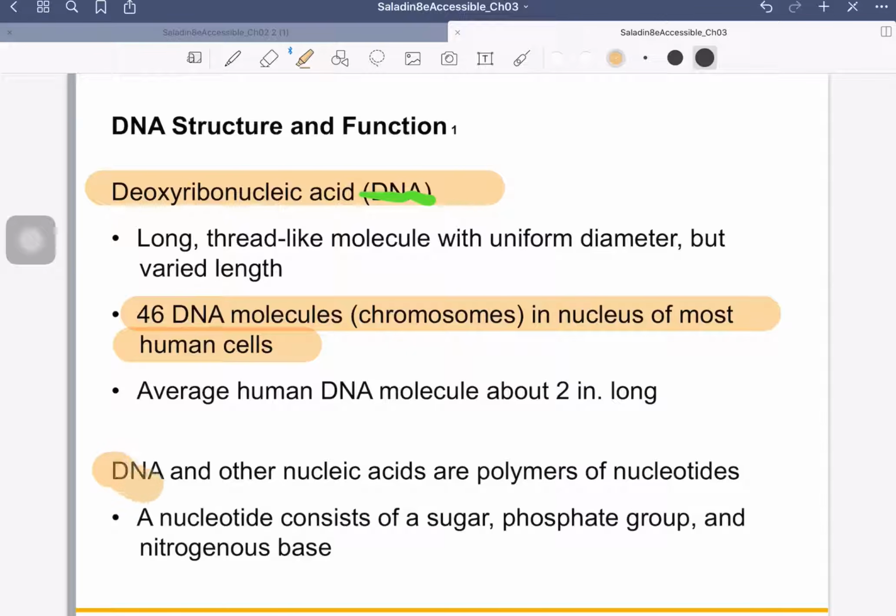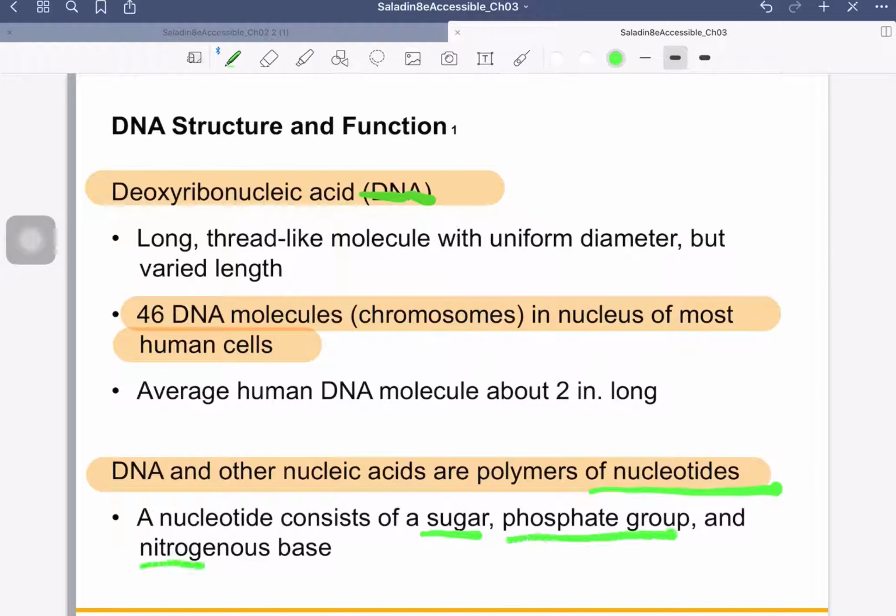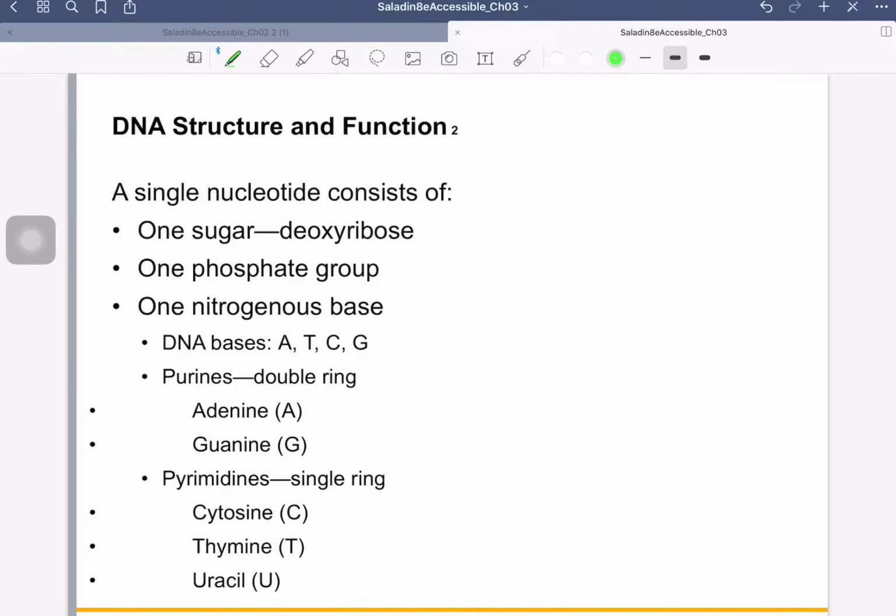DNA and the other nucleic acids are polymers of nucleotides. And we'll talk about what a nucleotide is, but before we get there and really look at the structure, let's just say what's part of a nucleotide. So a nucleotide consists of a sugar. Now, when we're talking about a nucleotide, you remember a nucleotide has to have a sugar, a phosphate, and a nitrogenous base.